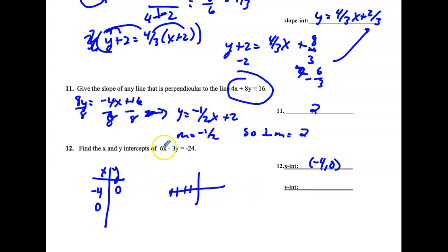And then if I want to find the y-intercept, I can plug in x is 0 and divide by -3. And -24 divided by -3 is 8. So the y-intercept is an ordered pair, 0, 8. So if I was going to graph this, I'd go up 8, and I'd draw a line, right? So that's another way to graph a line.